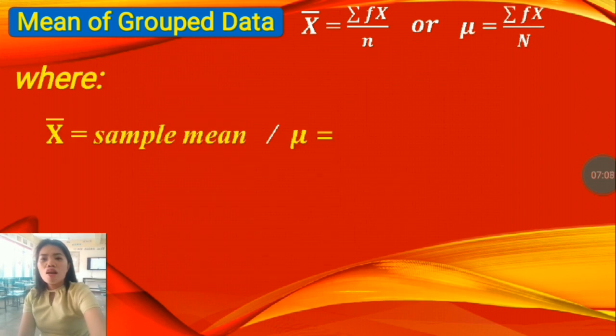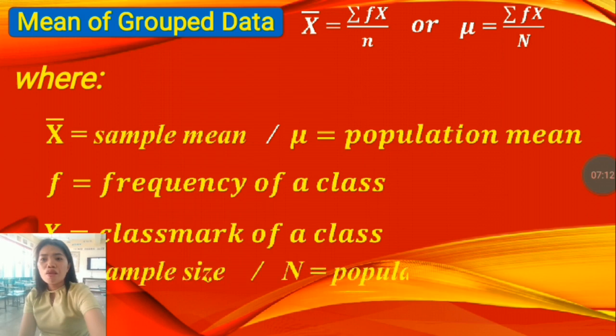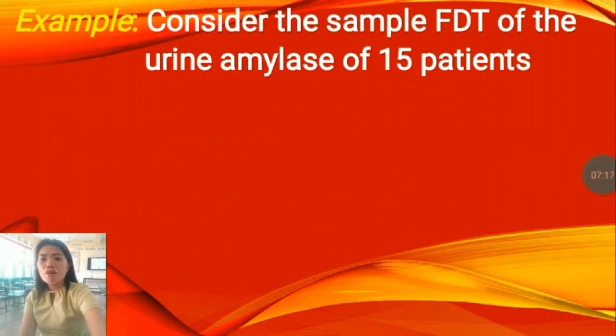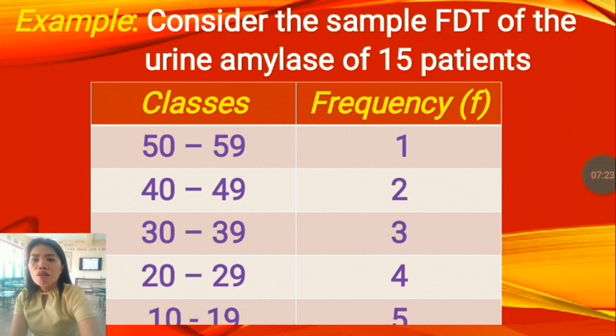So the mean for ungrouped data is just very simple. However, this one is still simple, although we are dealing with the frequency distribution table. Now, let's have the first example, an example for the mean.